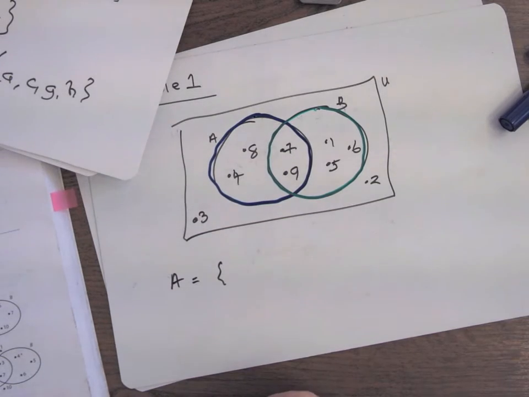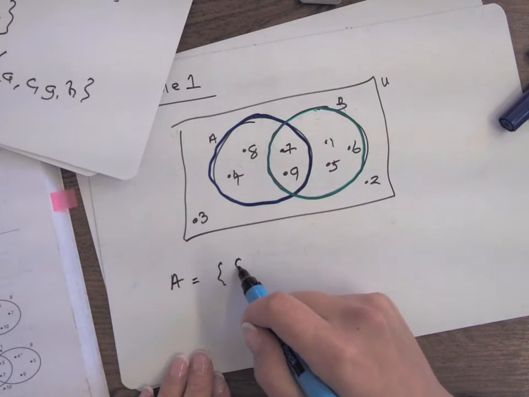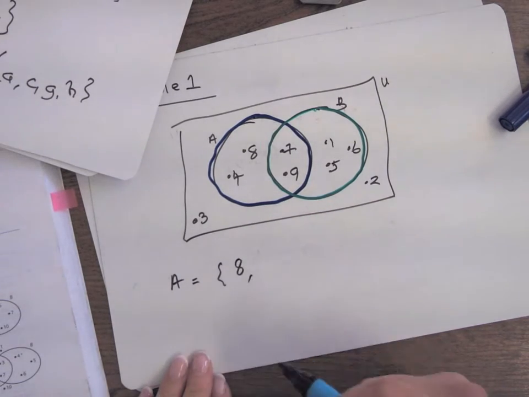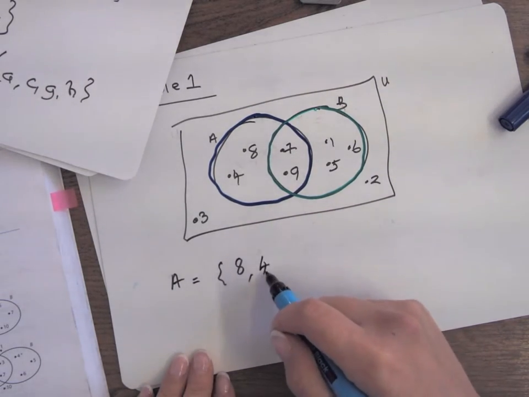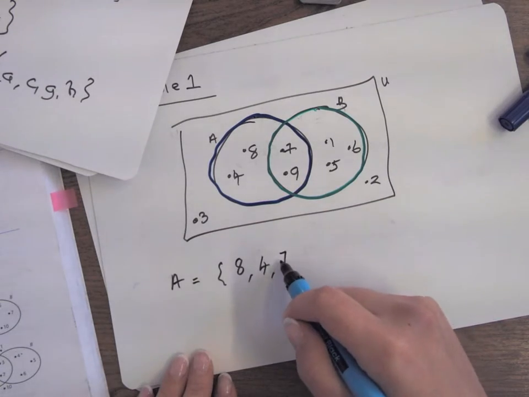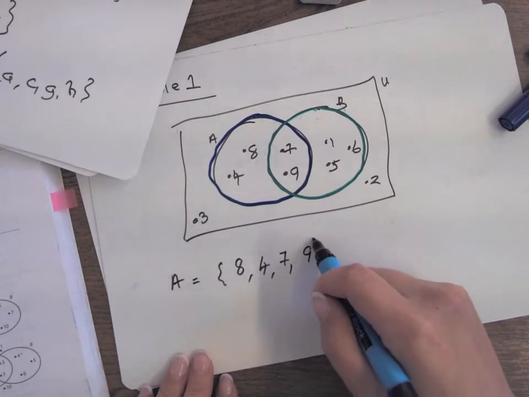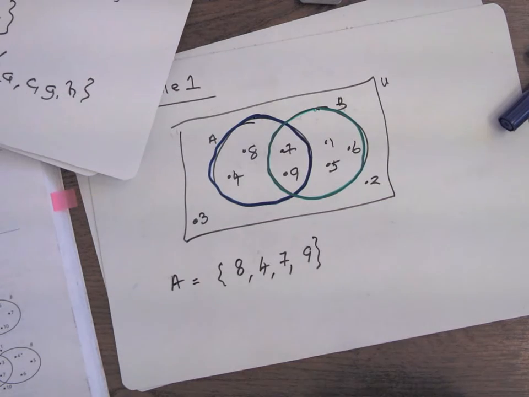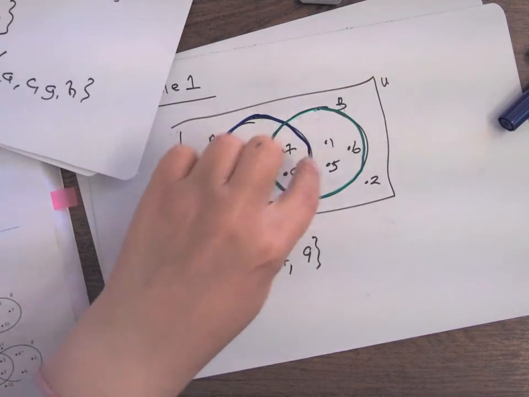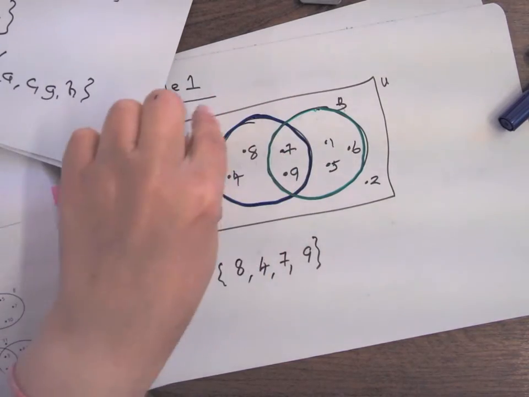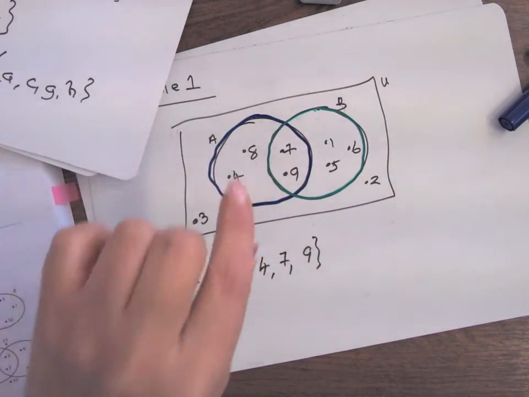If I was to say list the elements of A, Aisling, what would you say? 8. Very good. 4. 7 and 9. So it's everything inside the blue circle, isn't it? What's a common mistake? What do people leave out? They leave out the 7 and the 9, because they're in the middle. But the 7 and the 9 are still in the blue circle, so they're part of the answer.